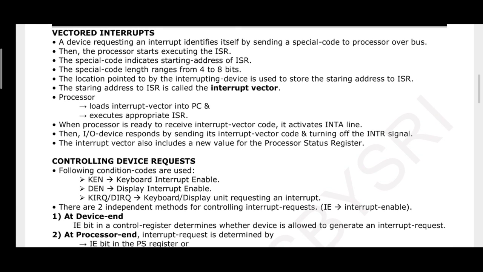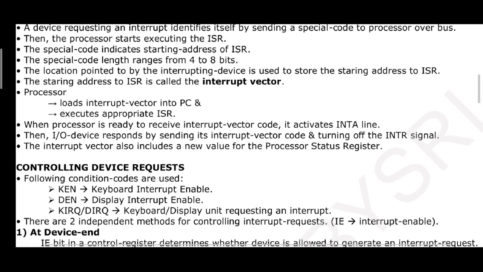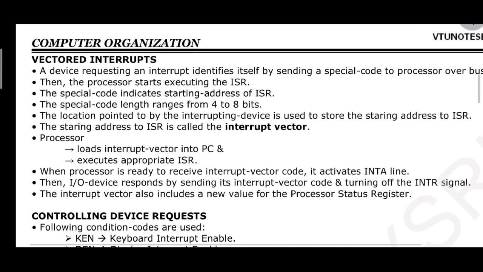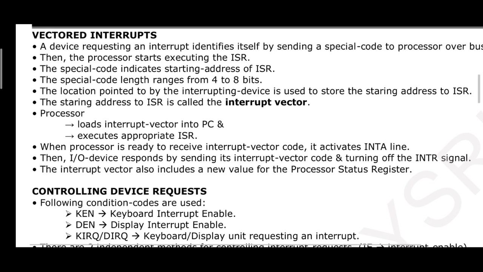Next we have the vectored interrupts. A device requesting an interrupt identifies itself by sending a special code to the processor over the bus. Here the processor starts executing the interrupt service routine.